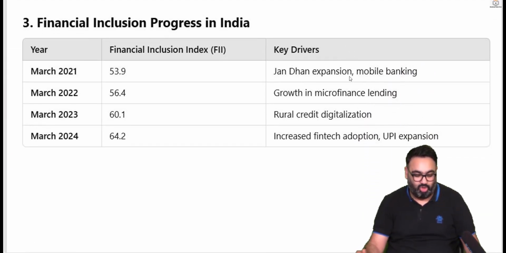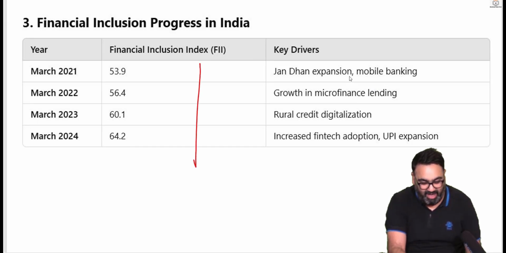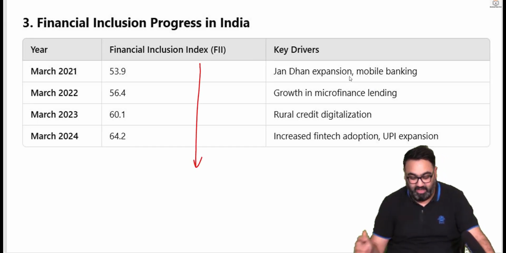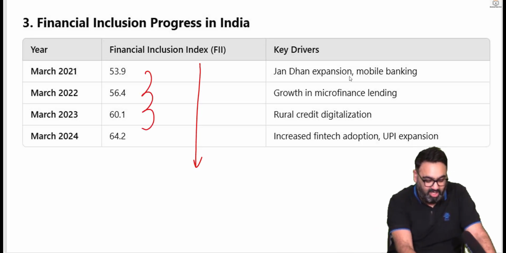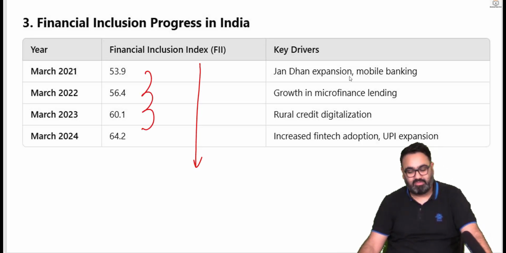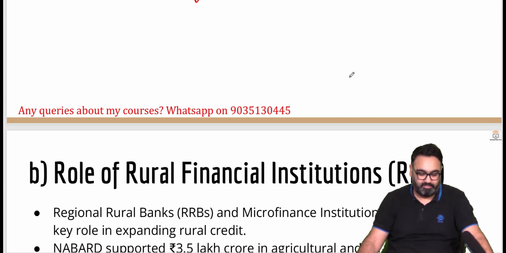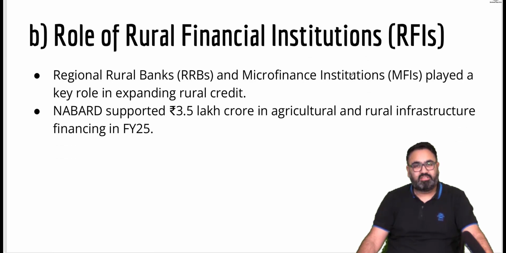This is again a score of the financial inclusion index. Again, as you can see, it's an increasing trend. Every year it is improving, from 2021 to 22, 23, 24. It's a yearly number that comes out. So we will have the March 2025 number also coming out very soon. Rural financial institutions have played a big role in improving FII, because this inclusion has mainly come in from the rural areas.